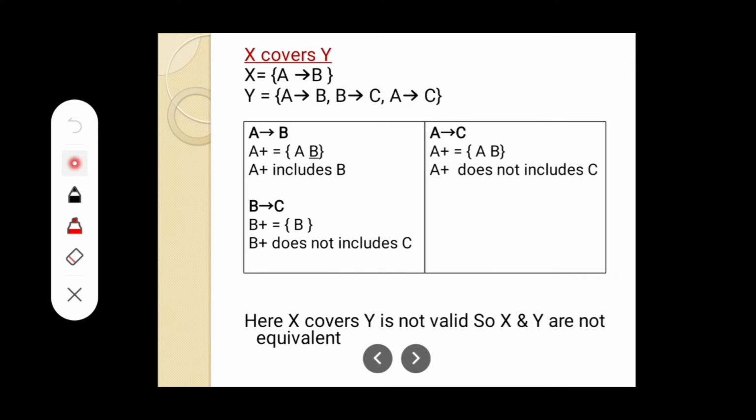For that, we have to check whether x covers y and y covers x. If both are true, then we can say that these two functional dependency sets are equivalent. Okay, അപ്പോൾ ഇതുപോലത്തെ ക്വസ്റ്റ്യൻസ് യൂണിവേഴ്സിറ്റിയിൽ ചോദിച്ചിട്ടുമുണ്ട്.